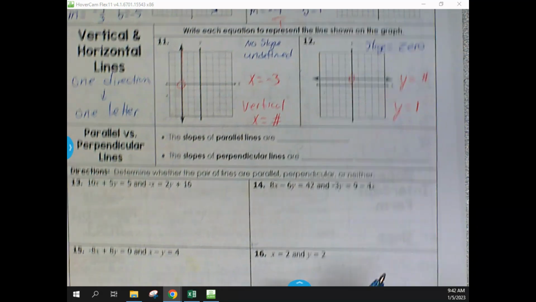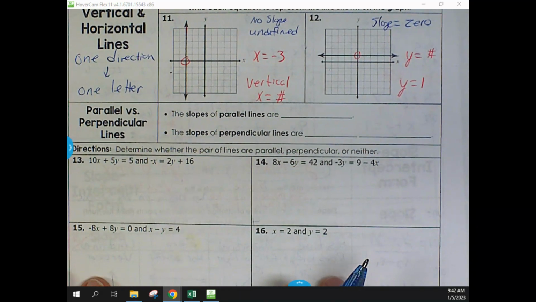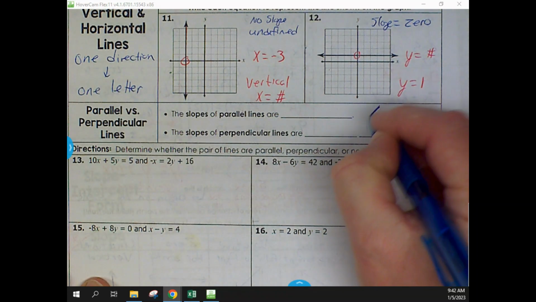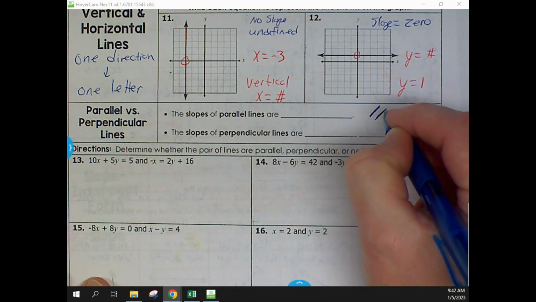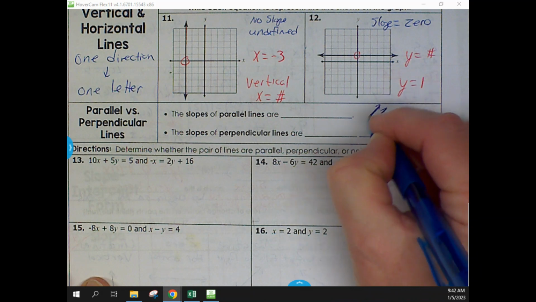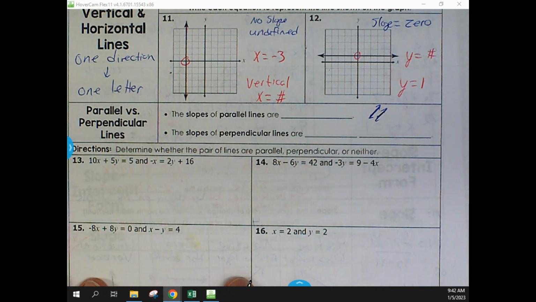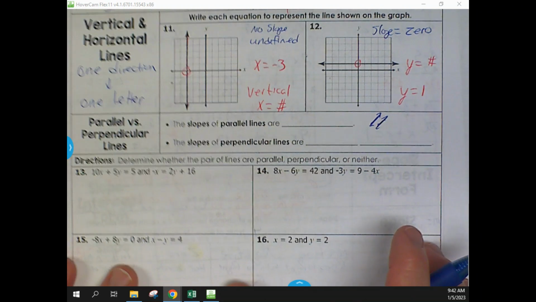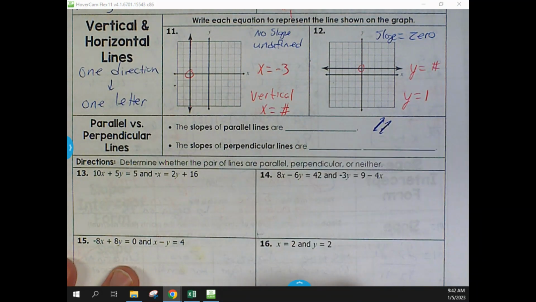All right, last couple of things here at the bottom. It says slopes of parallel lines are. If you think about parallel lines, what do we know about parallel lines? They never touch, right? That's the one thing we've always known. But what's the same? What's the one thing parallel lines have in common? I think somebody said they have the same slope, right?